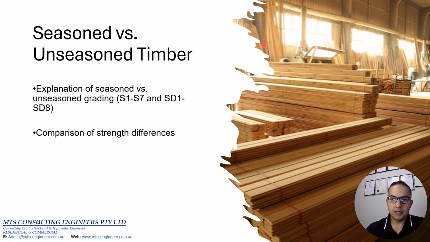Unseasoned timber is graded from S1 through S7, with S1 being the strongest, while seasoned timber is graded from SD1 through SD8, with SD1 being the strongest. Seasoned timber with reduced weight, improved strength, and stability is particularly beneficial for indoor applications where dimensional stability is crucial, like in framing, flooring, and interior joinery.